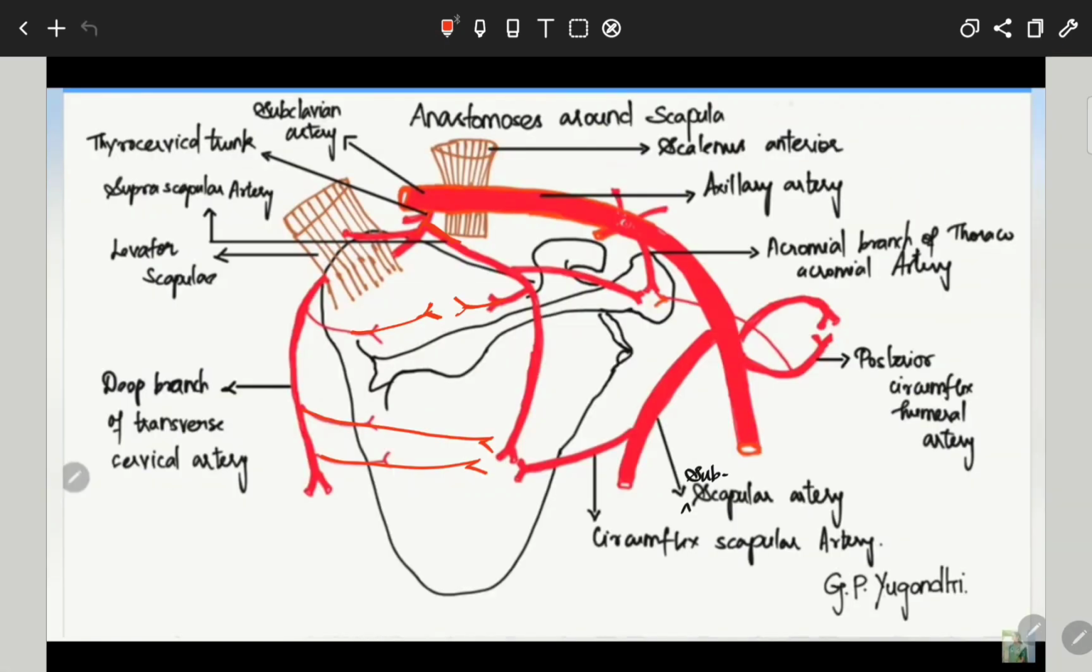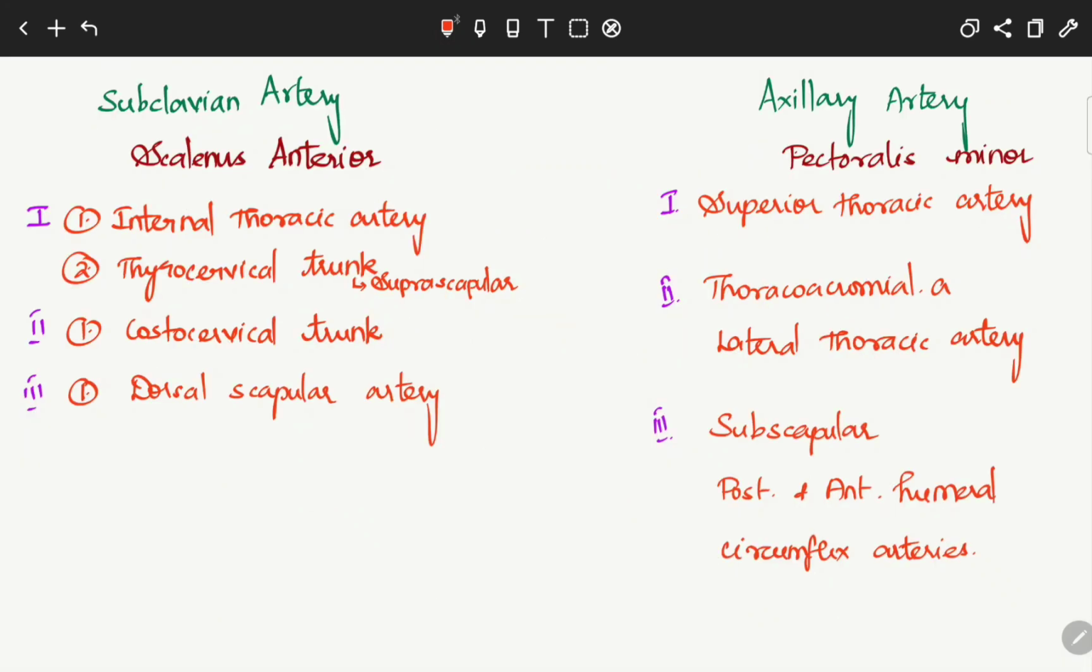Then coming to the anastomosis over the acromion process. Hope you all know that the subclavian artery continues as the axillary artery. Coming to the arteries taking part in anastomosis over the acromion process: the acromion branches of suprascapular artery, the acromion branches of thoracoacromial artery and the acromion branches of posterior circumflex humeral artery take part in anastomosis over the acromion process.